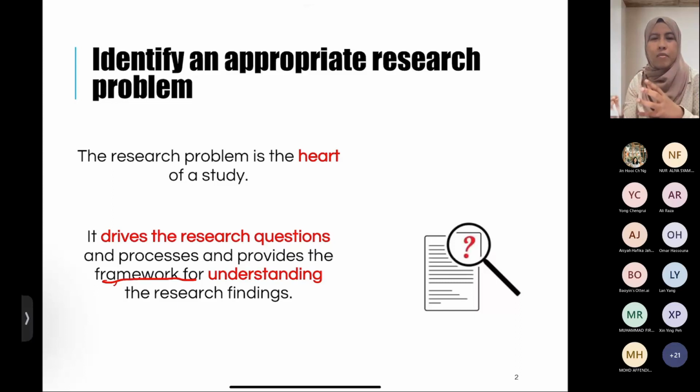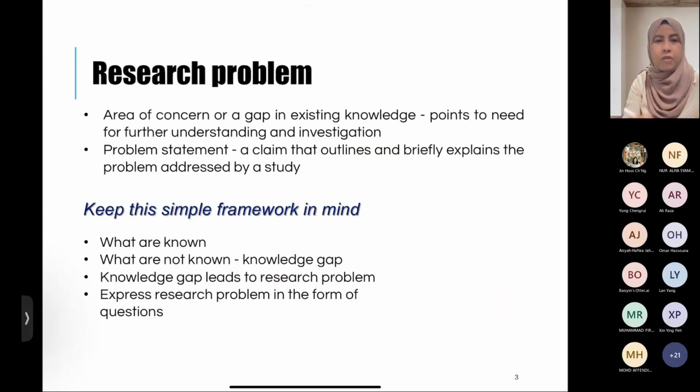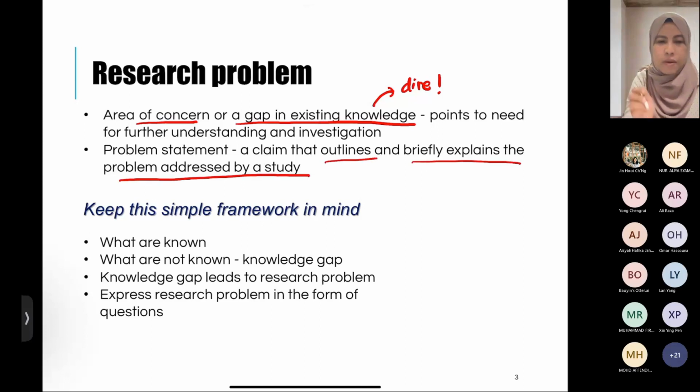Yes, of course, nobody has done it, but it should be done in the first place. So that is the critical part, okay? Because a research problem will be the main framework for how you narrate your objective and methodology later on, right? So the research problem is the area of concern or gap in existing knowledge. You need to show that this is the part that is dire to be solved, and points to the need for further understanding and investigation. So this is the claim that outlines and briefly explains the problem addressed by the study.